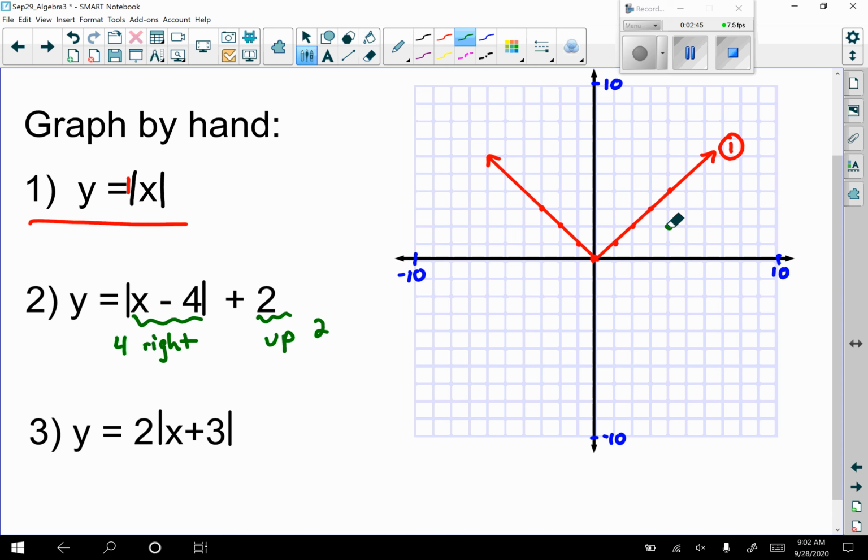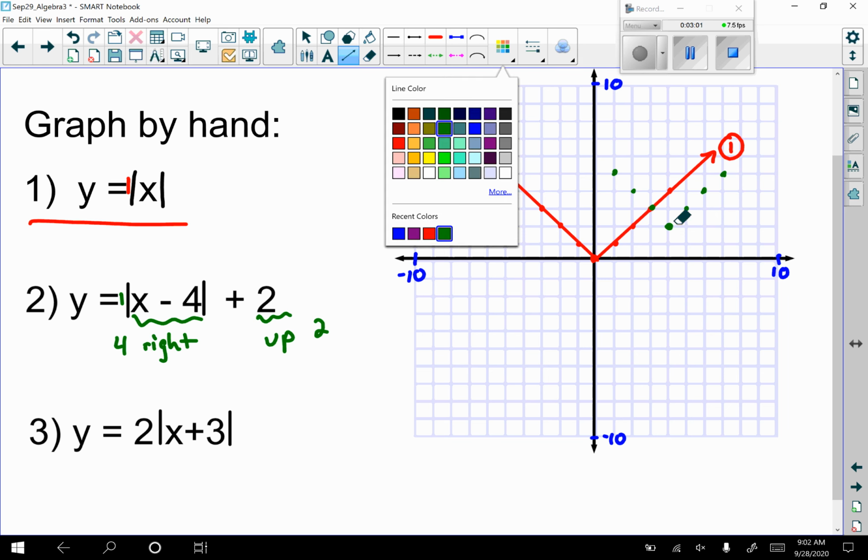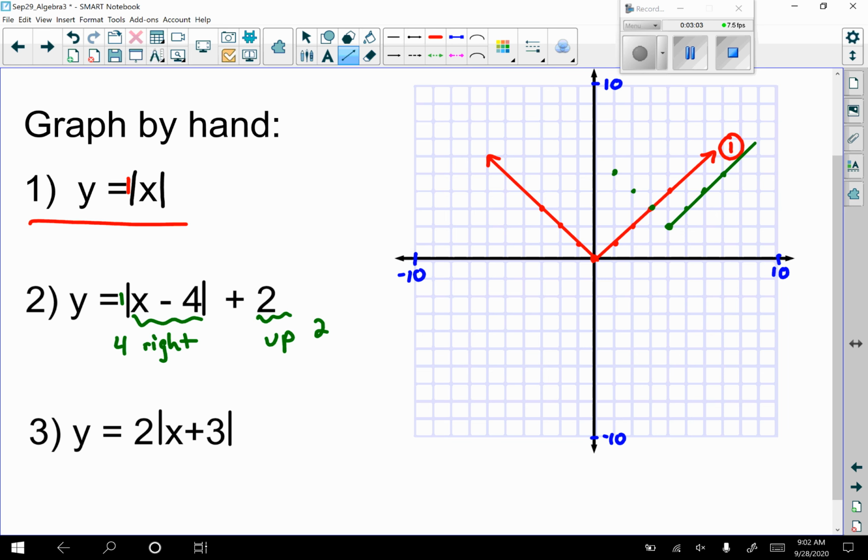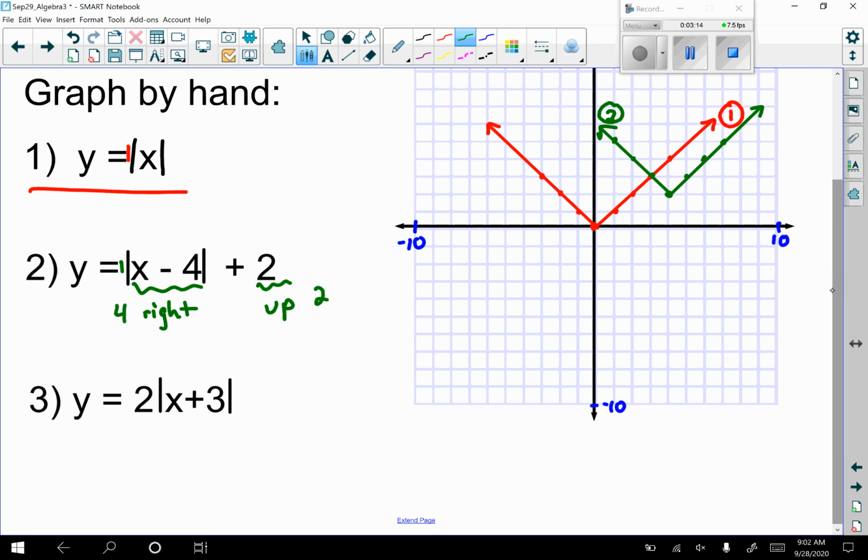So there's our new vertex. Our slope is still going to be the same when there's nothing out in front. It's just going to be a 1. So again, going to the right, I'm going up 1, right 1. And then to the left, I'm going up 1, left 1. That's what gives us our V shape again. Call this number 2.